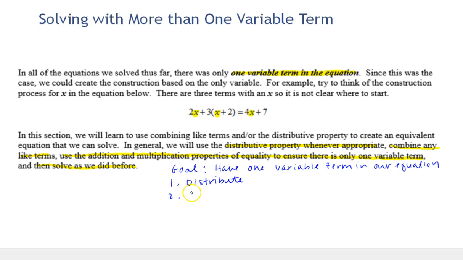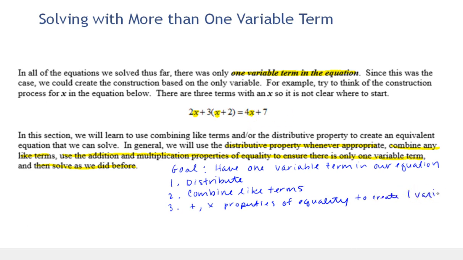We can't combine like terms to combine this x with any other term. And then we will combine like terms. Okay, so we practiced both of these skills in the previous unit. Then we're going to use the addition and multiplication properties of equality to ensure there is only one variable term, but to create one variable term. And then our last step is to solve as we did before, using the construction and deconstruction process.